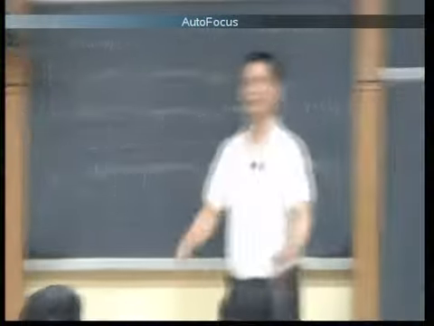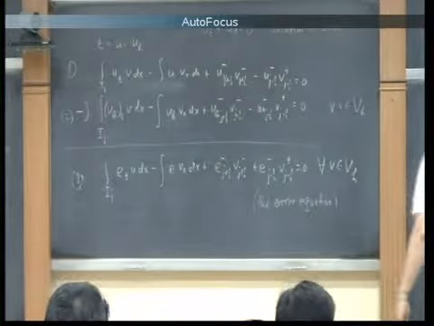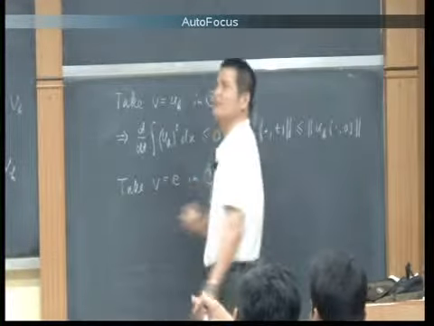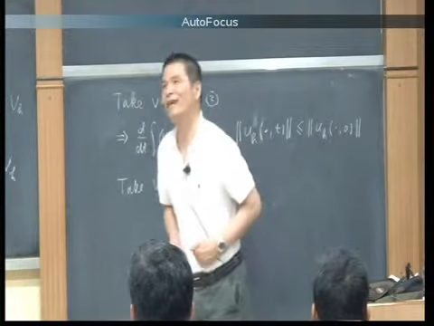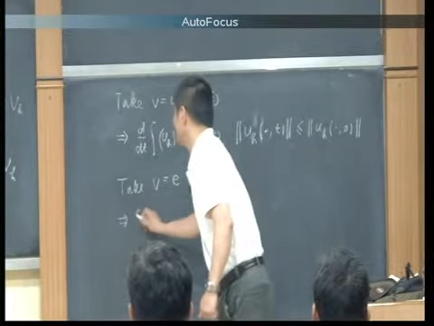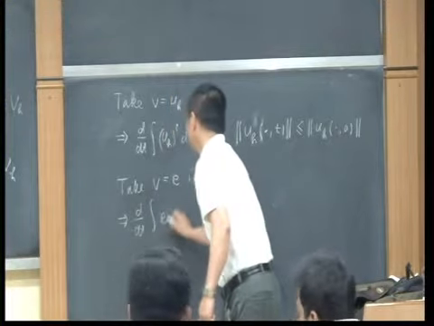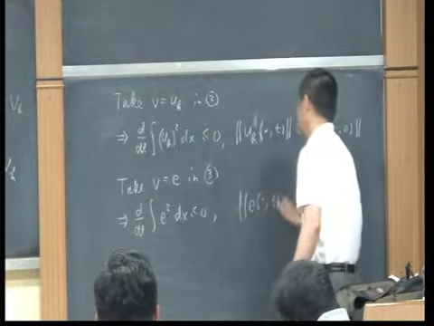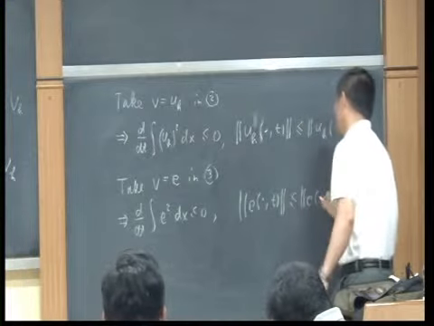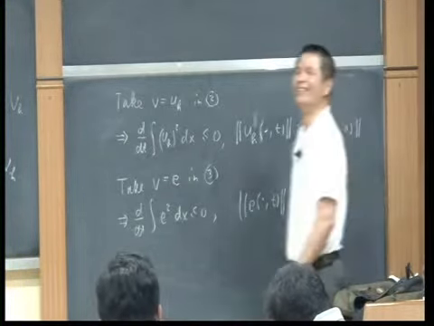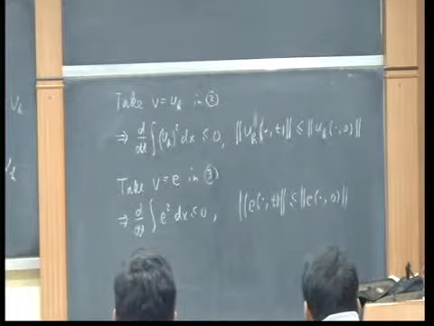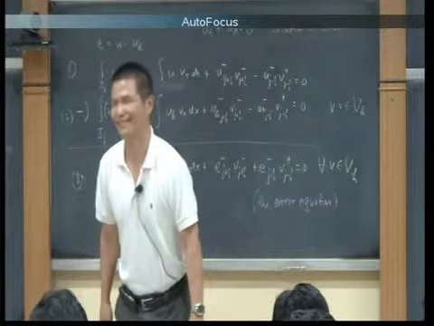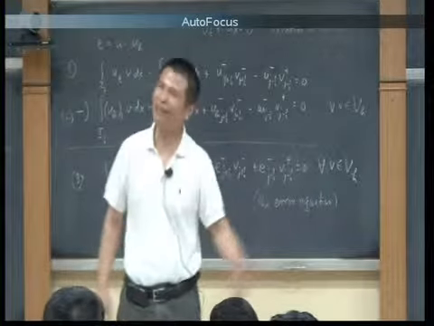So hypothetically, if I could take V to be E in 3, what do I get? Well, I would get the same thing, right? Because it's just algebra. I would get the integral of E squared dx is less than or equal to 0. In other words, I would get that the norm of the error at time t is smaller than or equal to the error at 0. Wouldn't that be great? The norm of the error at time t is smaller than or equal to the error at 0. That'd be wonderful, right? I want that.